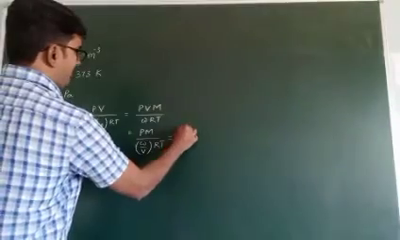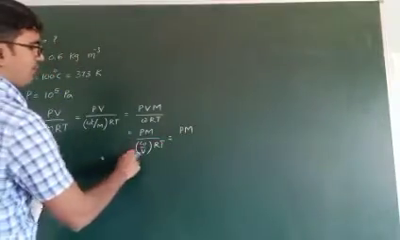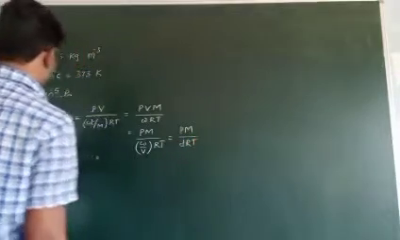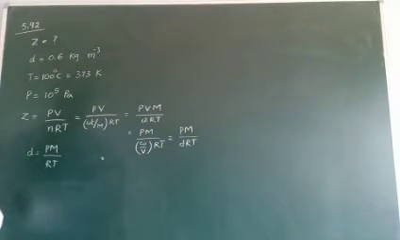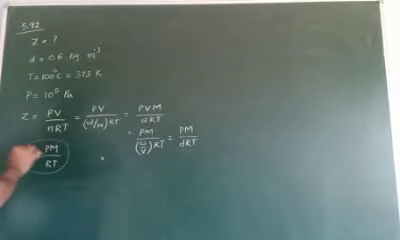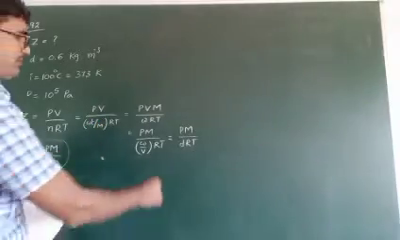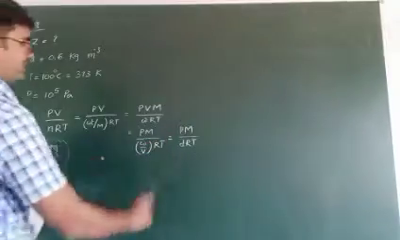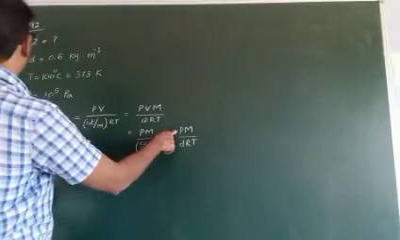So P M, weight by volume, means density, D equals RT. Now substitute. I think there's no need to write this one out; directly we can write. This one is converted into D value. So we know the P value.